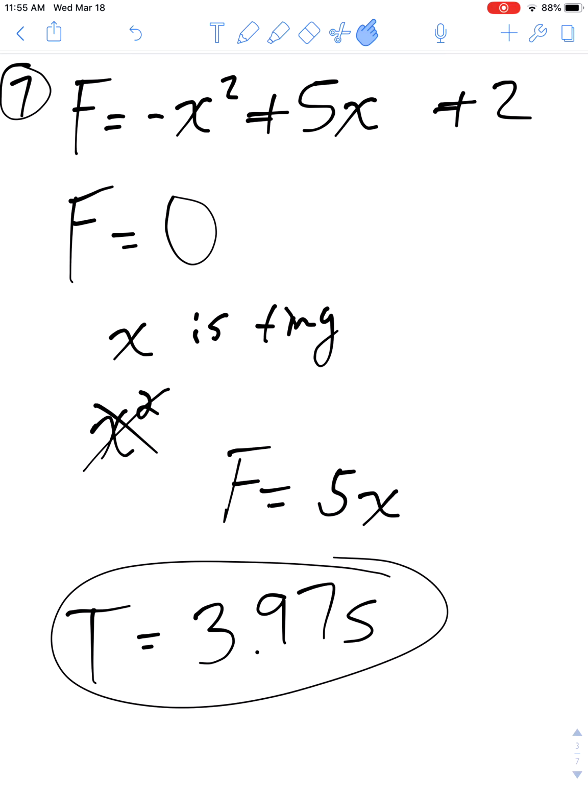Okay, number 7. Number 7, you have this force function given. It's quadratic. Part A wants to know, what's the equilibrium point about which it oscillates, I believe is the way they worded it. So what are you going to do for this problem? First of all, what does the word equilibrium mean? Well, of course, it means that the force is equal to 0. So if the force is equal to 0, then you can find that position, right? That's a simple quadratic there.